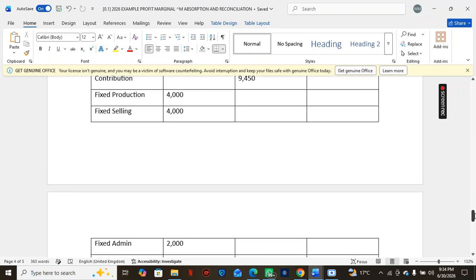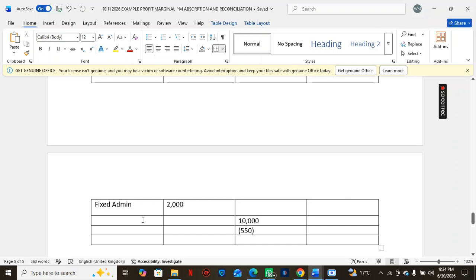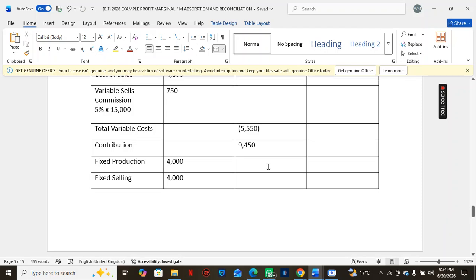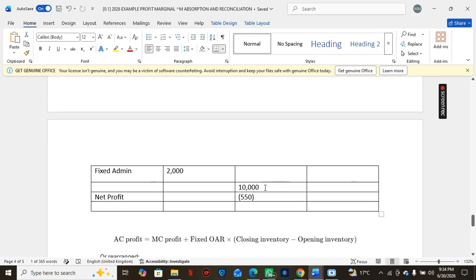So our net profit is the contribution minus the total fixed costs. 9,450 minus 10,000, you get negative 550 euros. Any questions, colleagues?